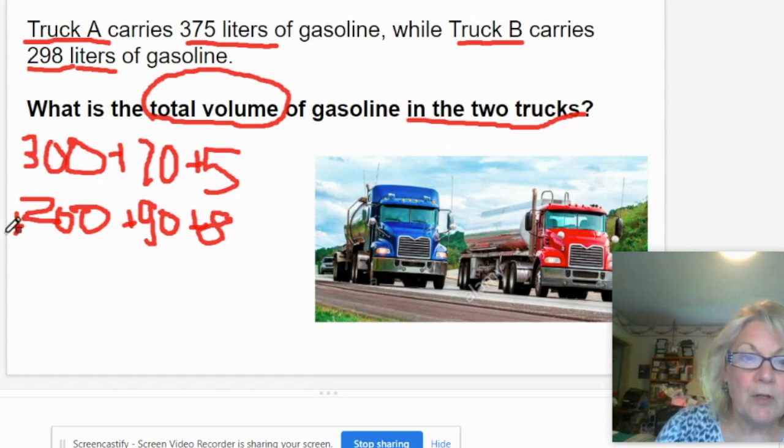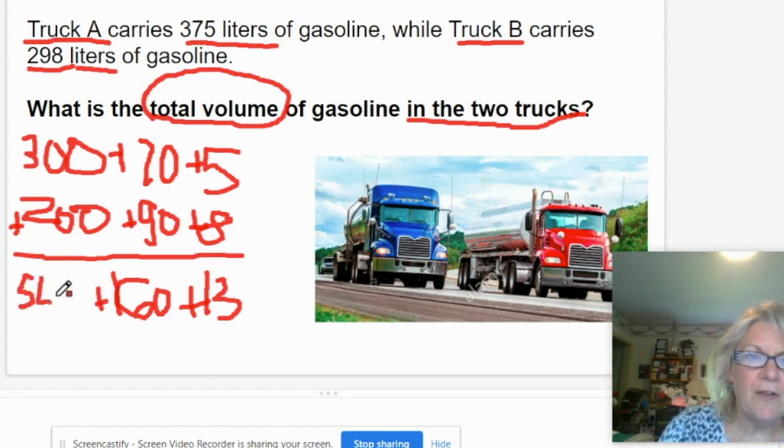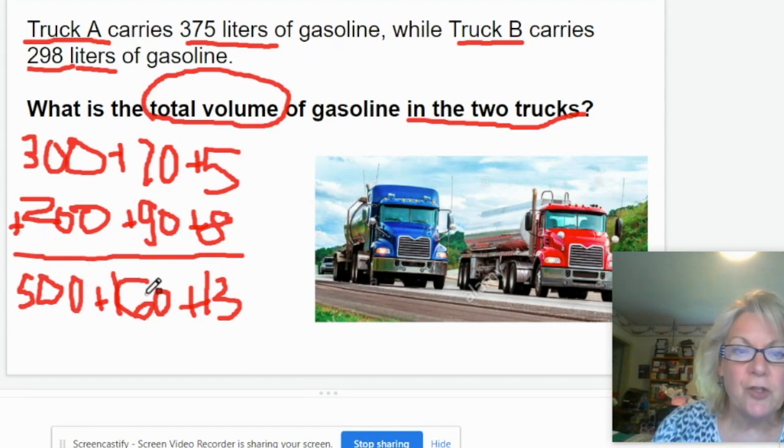Now I'm going to add those together. So I know 8 plus 5 is 13. So I'm going to put 13. And then 70 plus 90 is 160. And then I know that 300 plus 200 is 500. My brain is going too fast. I'm sure your mathematician brains are doing that as well.